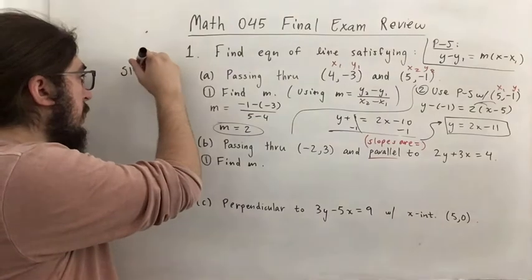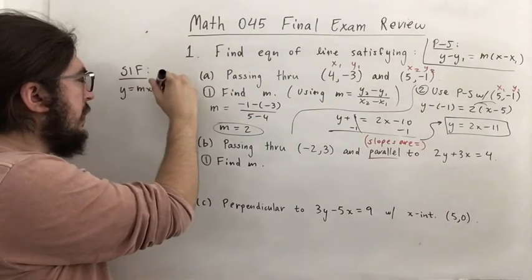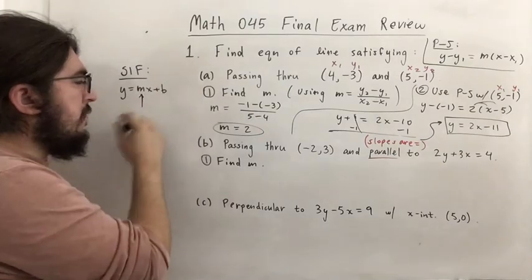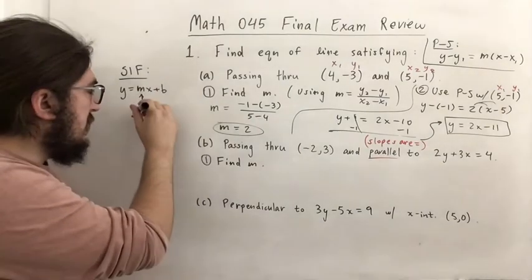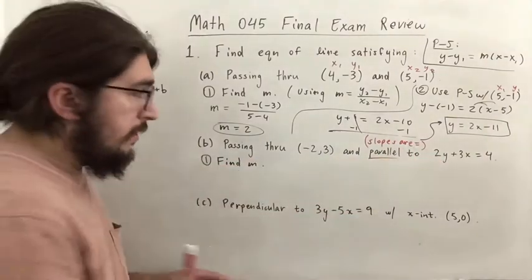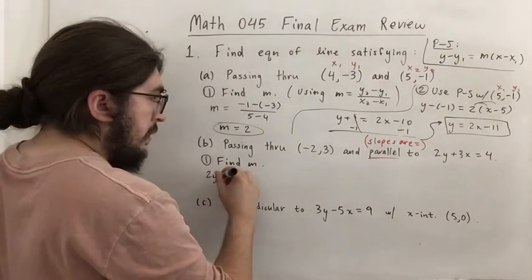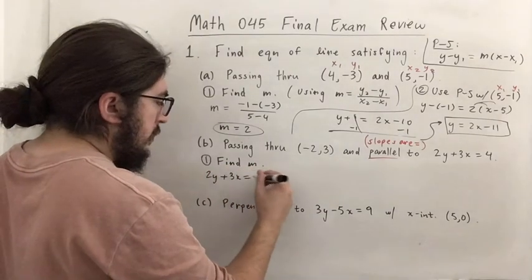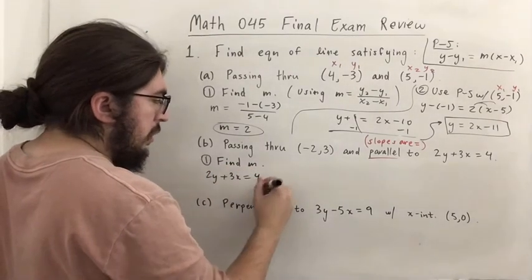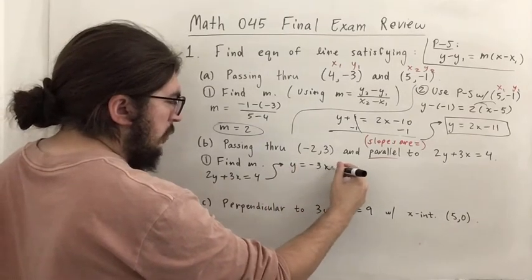Slope-intercept form, if you don't remember, I'll write SIF for short, is y equals mx plus b, telling us that the number in front of x, when y is by itself, is the slope of the line. So naturally I'm going to get y by itself here. That's pretty easy to do, so I'll just rewrite it here. 2y plus 3x is equal to 4.